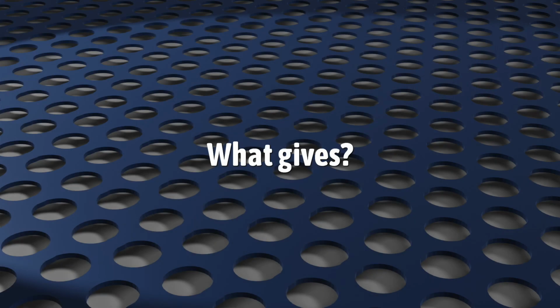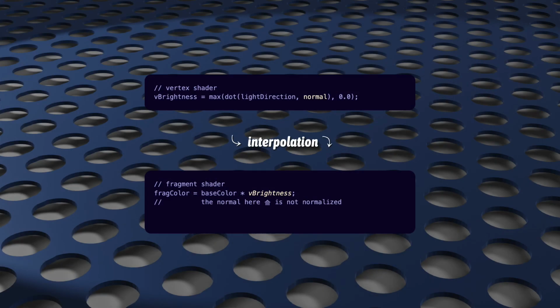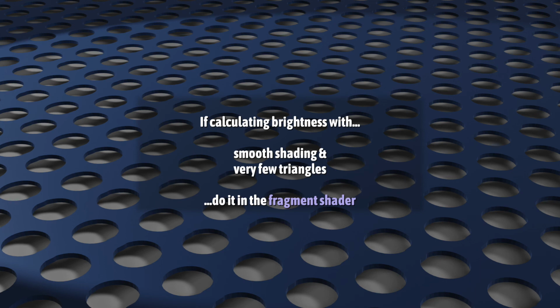So what's happening? The long answer, which I won't go into here, is that we're interpolating our normals in the fragment shader without normalizing them. I know it doesn't look like that's what we're doing here, but mathematically that's what we're doing. The short answer, though, is that we're making our lighting calculation in the wrong place. In this case, for smooth shading with so few triangles, we need to make our lighting calculation in our fragment shader so that we can make sure that our normals all have exactly the right length.